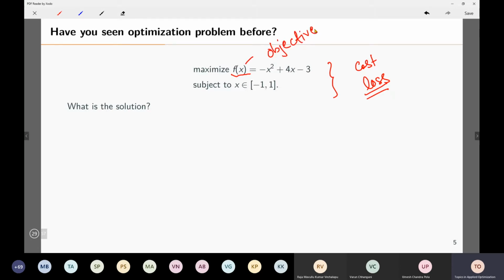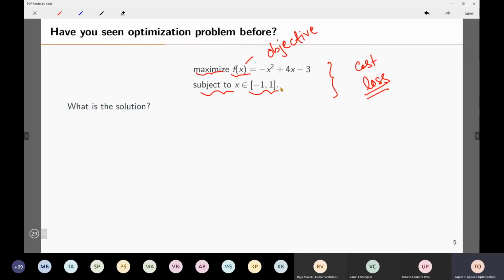So the objective function is there, and what are you trying to do? You are trying to maximize it, and you have a constraint on X. You are saying that I want to maximize this, but this is the constraint. Only within this, I want to find an X in the interval -1 to 1, where the function is maximized.